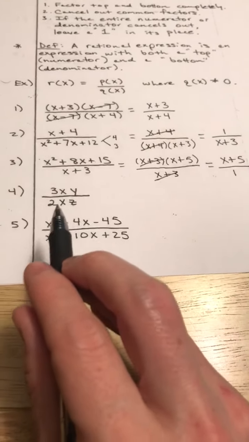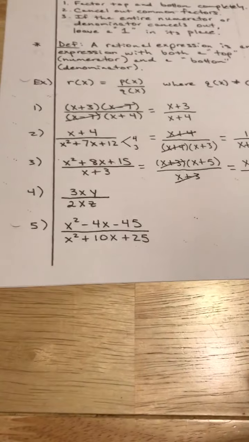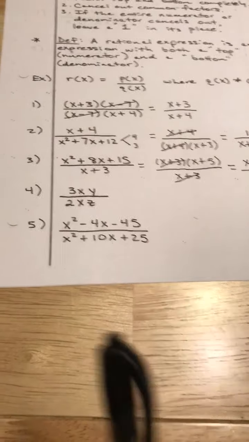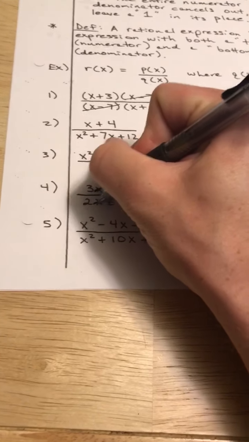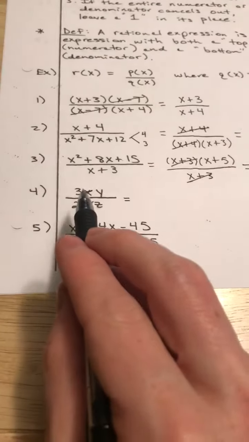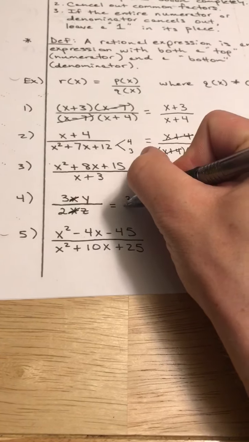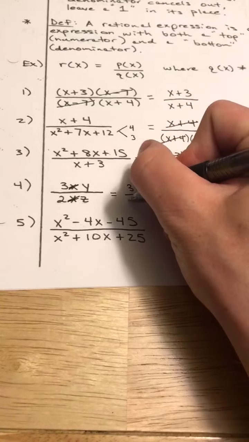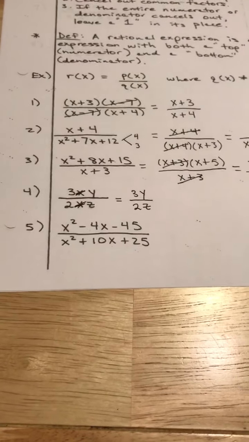For number 4, what matches up on the top and bottom? I don't need to factor out anything because everything is already factored. But check out the x's. They match up. So I can get rid of those. And what do I have left at the top? 3y. And what do I have left at the bottom? 2z. That's it. There's nothing else that we can factor.